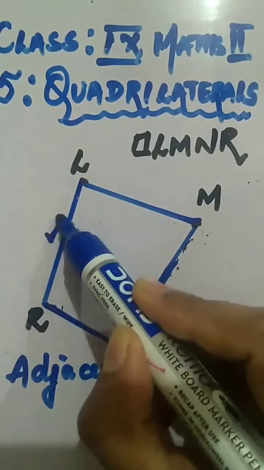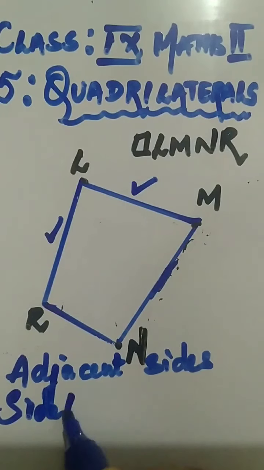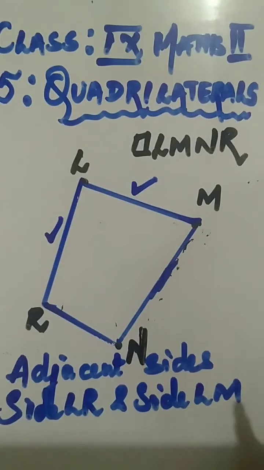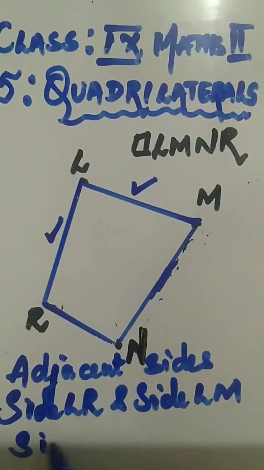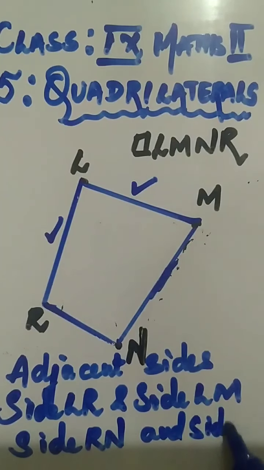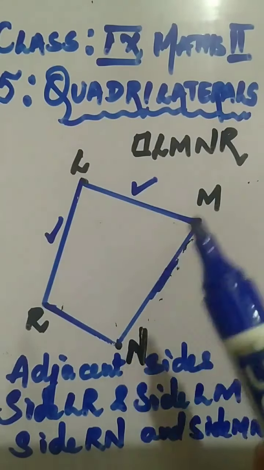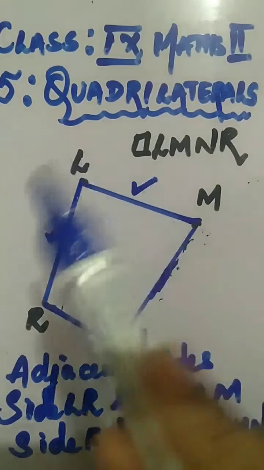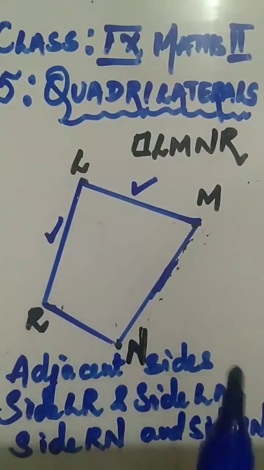Write the names of adjacent sides according to your choice. One pair I will write: side LR and side LM. Next pair of adjacent sides, these two are also adjacent sides: side RN and side MN. If a question is asked, name any one adjacent side for side LM, you can either name it as MN or LR. Any one you can name. So adjacent sides is clear.